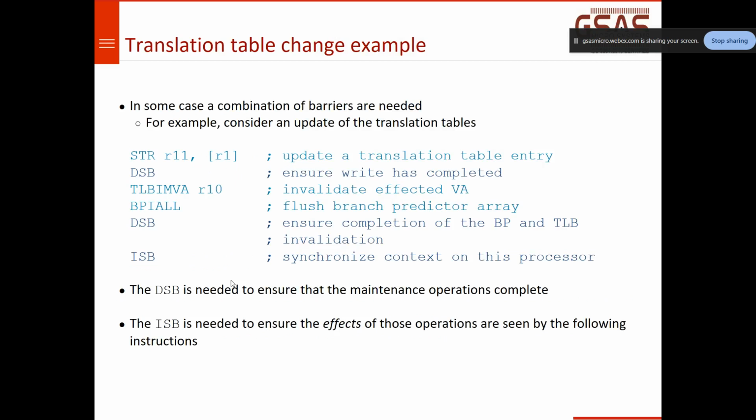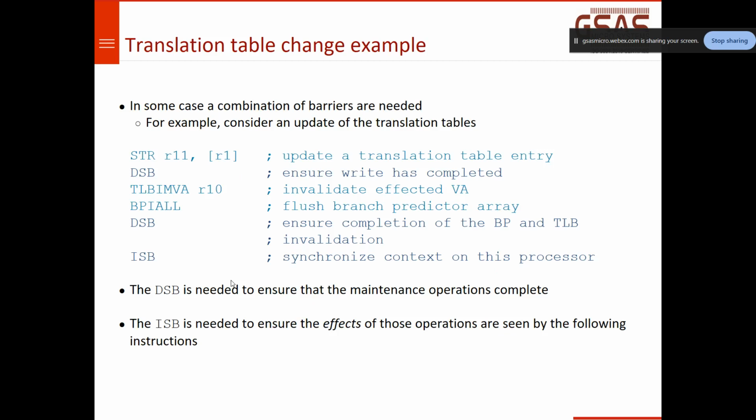Okay. Translation table change example. As I told you, the TLB, translation lookaside buffer, keeps the virtual memory to physical memory mappings. In this case, you can see we have used DSB, not DMB, because DMB is specifically for memory accesses, but DSB is a very strict barrier instruction. So you see that every processor completes everything before the new data is updated.